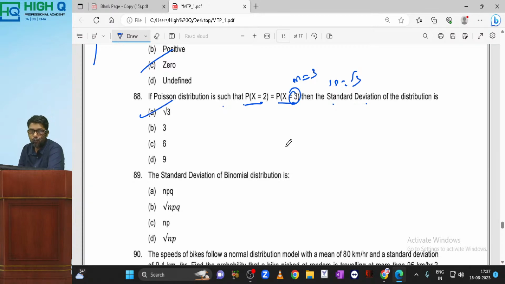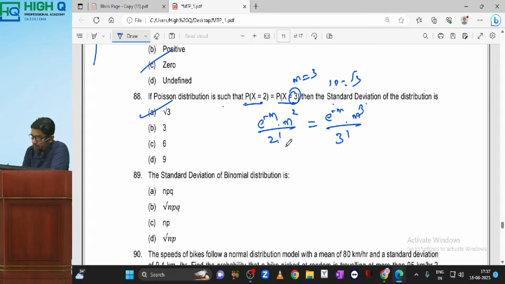Sir, I want to do the actual method, sir. Okay. What is P of x equal to 2? E power minus m, m power x divided by 2 factorial, equals e power minus m, m power 3 divided by 3 factorial. Cut. So, m you are going to get 3. That's what I said. When they are consecutive numbers, the bigger number is the m value. The standard deviation of binomial distribution is root npq.